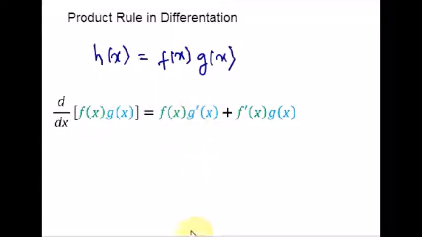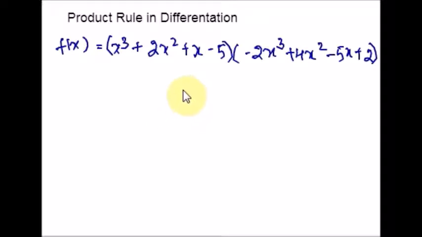Let us see how to apply this formula in some examples so you can understand how the product rule works in differentiation. Here is our first example. Here I have taken very simple polynomials. In our further examples, we can take some trigonometric functions also. So please look at this question. Here is a function f of x. It is a product of two other simpler functions.